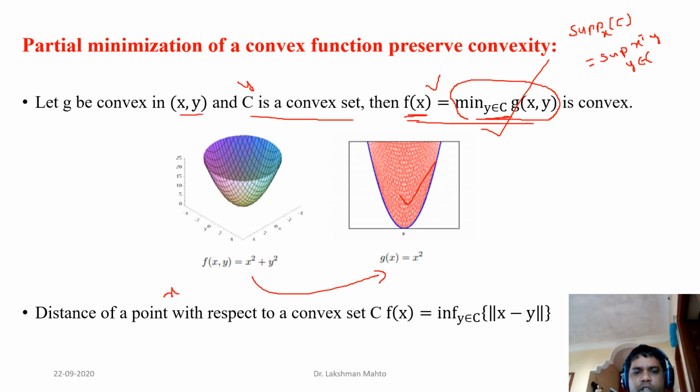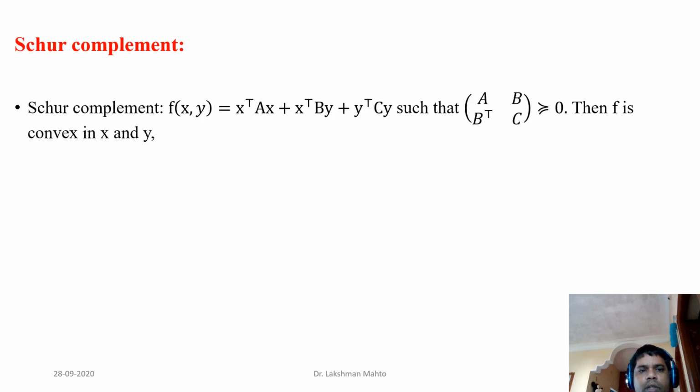There is one more definition, that of distance. If you take any convex set C and any point x, and you define the distance of x with respect to C: if x is in C, what is the distance? It would be 0. And if x is not in C, then it will have a positive distance. So this is the distance function. The distance function of a point with respect to a set is always a convex function. We will solve this problem later. Right now I am just talking from the function perspective.